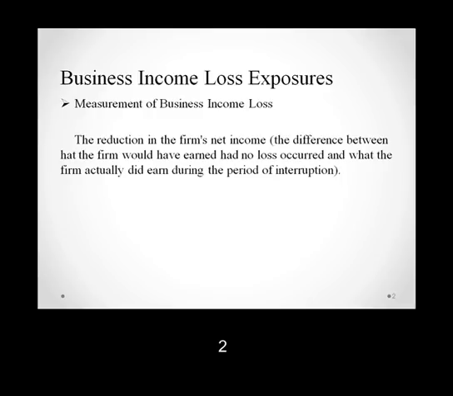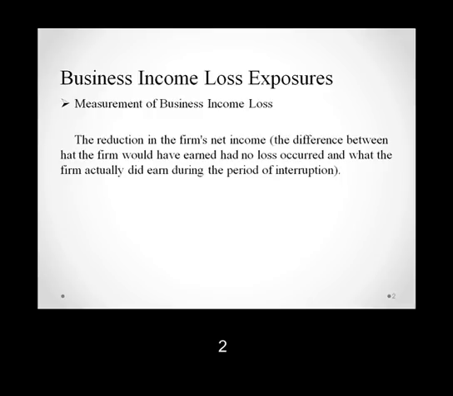Now, here's a question. Will business income loss exposure include the loss of business income due to the exchange rate change? The answer is no, because this type of risk is no longer pure risk. And what type of risk is it? Well, it is speculative risk.